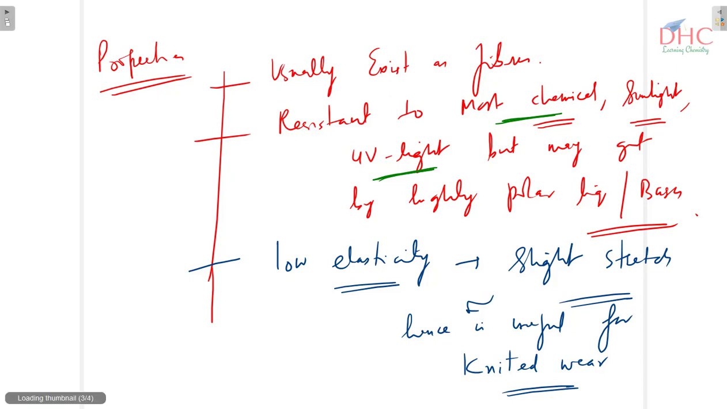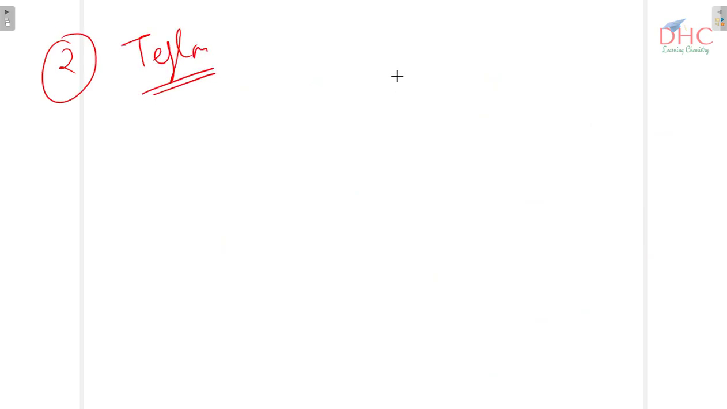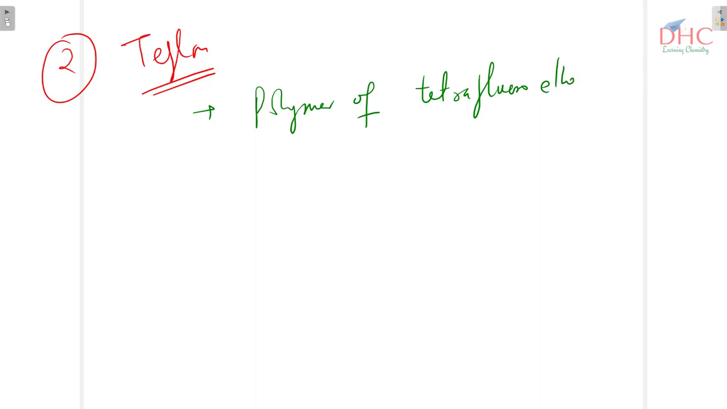Next, we have the next thing, that is Teflon. So number two is Teflon. Teflon is one more addition polymer. It is the polymer of tetrafluoroethene, that is CF2 double bond CF2. If you take ethene, you have CH2 double bond CH2; here H is replaced by F, so that's tetrafluoroethene. That's called the monomer. This is the monomeric unit in case of Teflon.